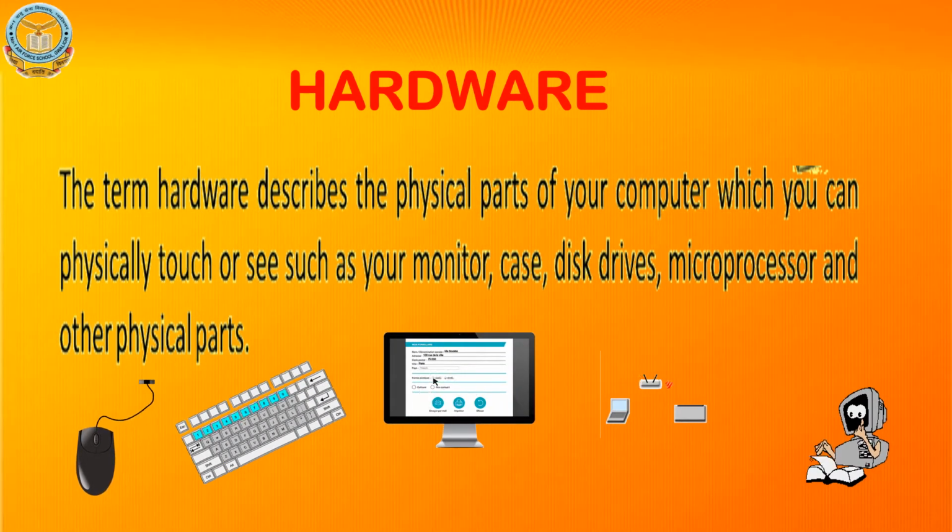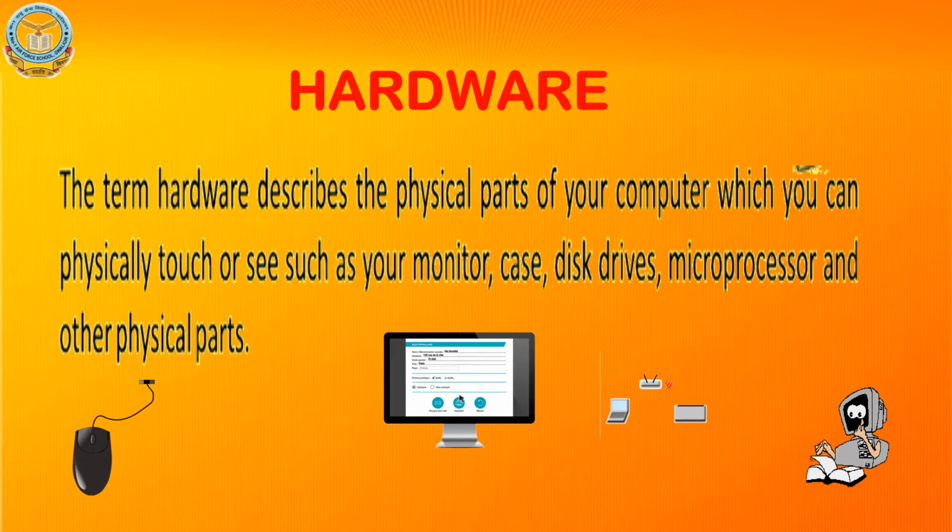Now we understand about the hardware. The term hardware describes the physical part of your computer which you can physically touch or see, such as your monitor. You can also see in the picture the keyboard, the mouse and the printer. All these are different types of hardware.